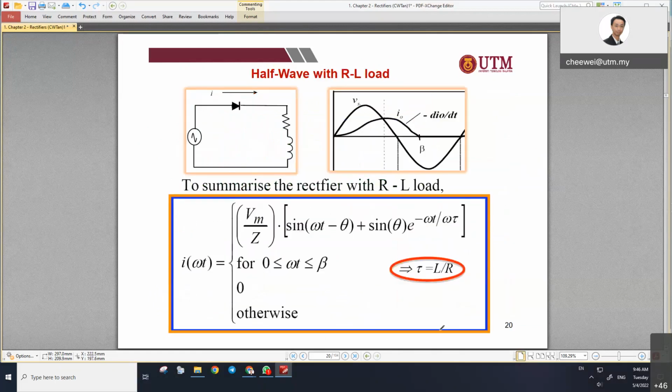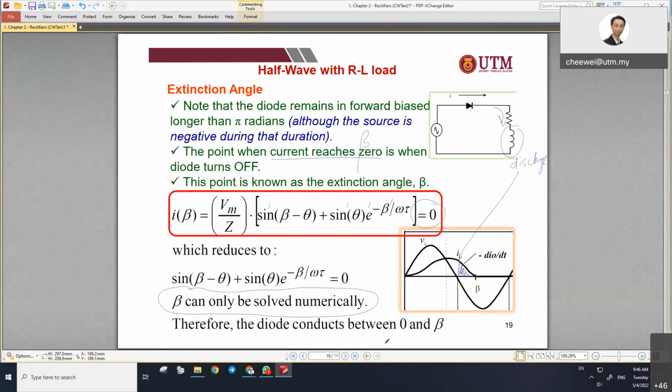There's another term that you need to remember. It's not in the notes, I guess. It's known as conduct. You know what is conduct? Conduct means it's working, right? Working or performing. In this case, the current is working from 0 to beta, right? So the current is conducting.